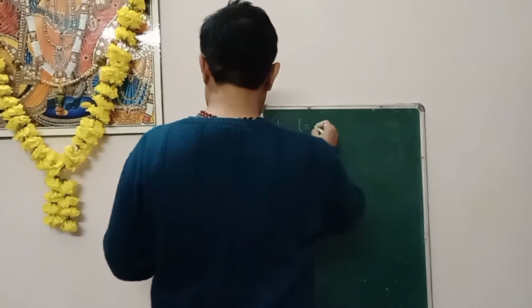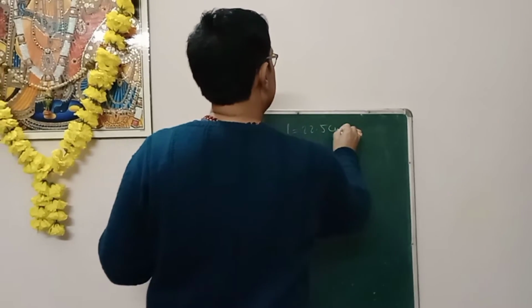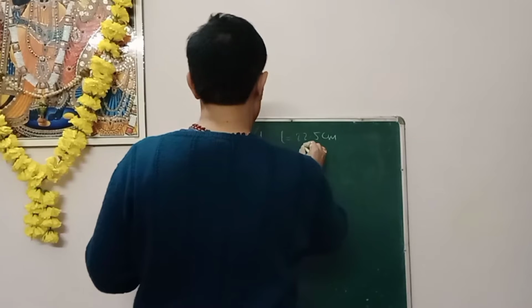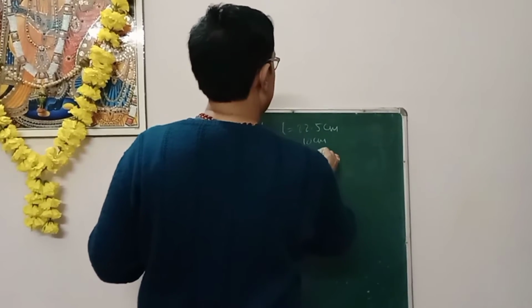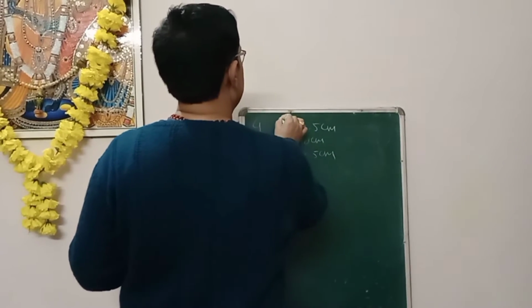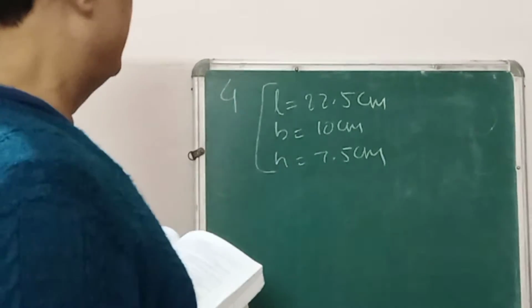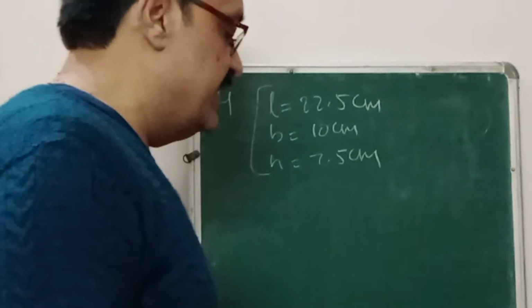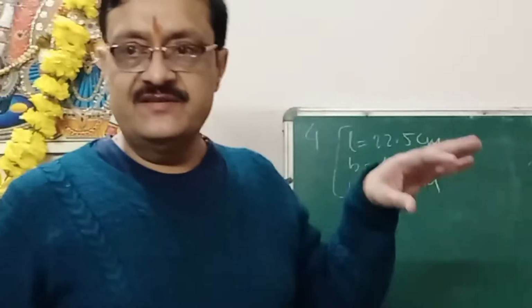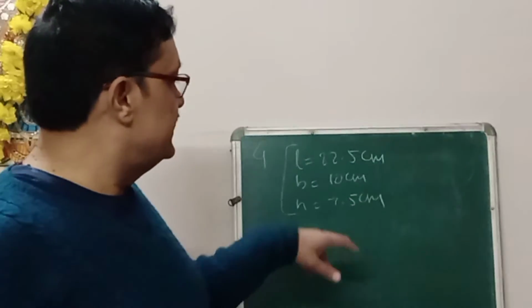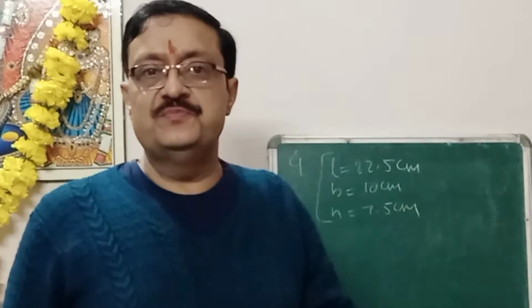L is equal to 22.5 cm, B is equal to 10 cm, H is equal to 7.5 cm. This is the dimension of bricks which are to be painted. So we have to calculate how many bricks can be painted out of the paint lying in that container. So for knowing this, we should first know the area of each brick.